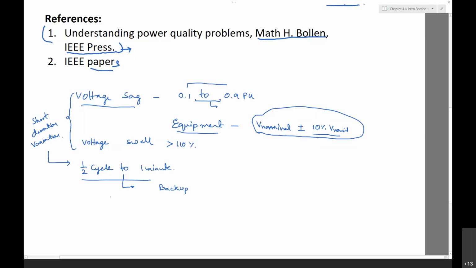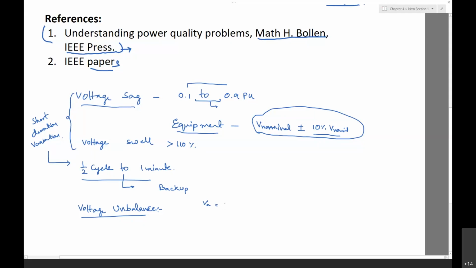Now, if you talk about voltage unbalance, what I mean to say is that voltage unbalance is due to the magnitude not being the same in all the phases, or due to a phase angle difference.